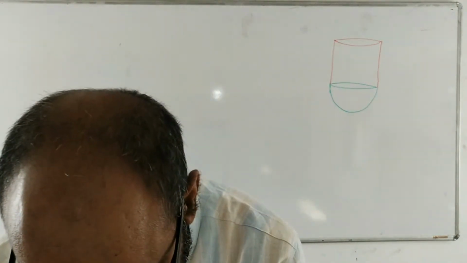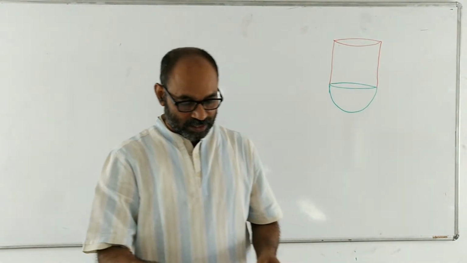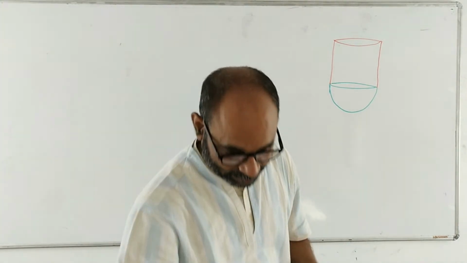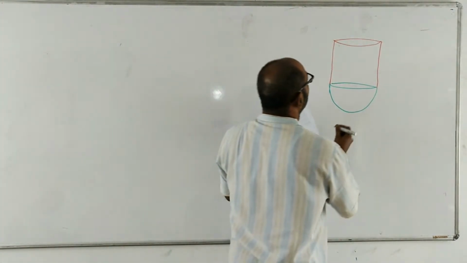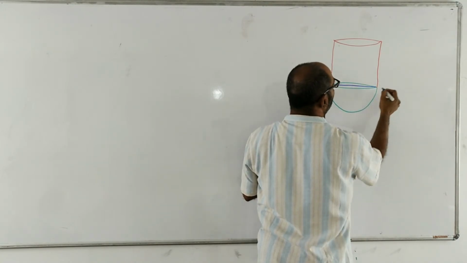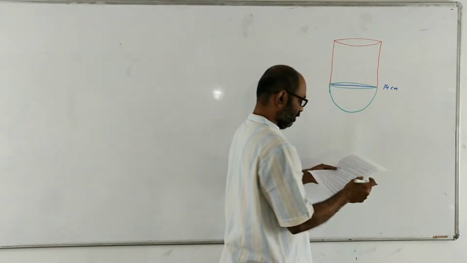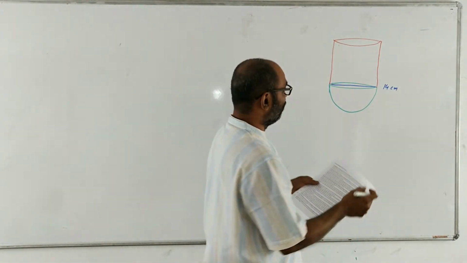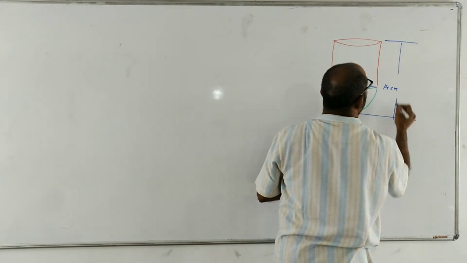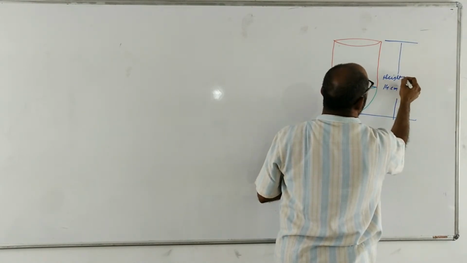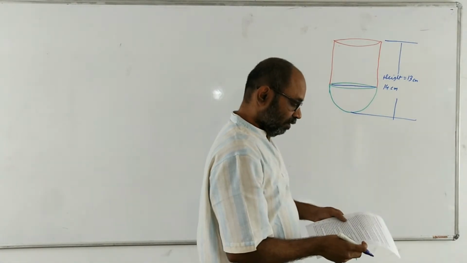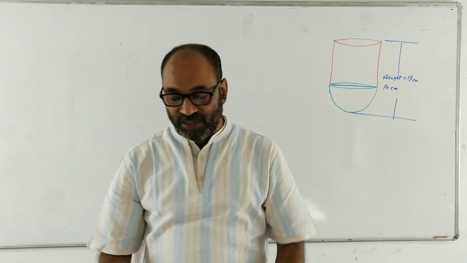What are the details of the vessel given to you? The diameter of the hemisphere is 14 centimeter. All right. Hemisphere, this diameter, all right, 14 centimeter is the diameter. And the total height of the vessel is 13. This whole height is 13 centimeter. All right. Find the inner surface area of the vessel.